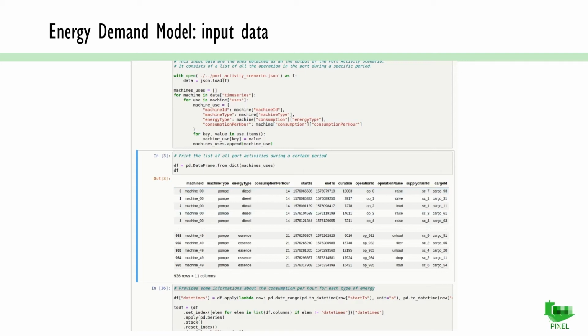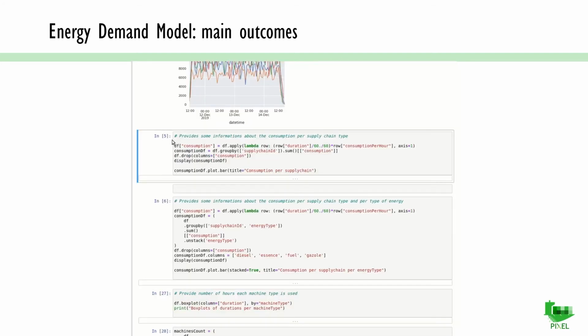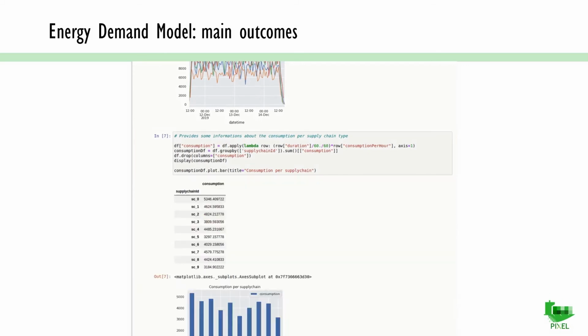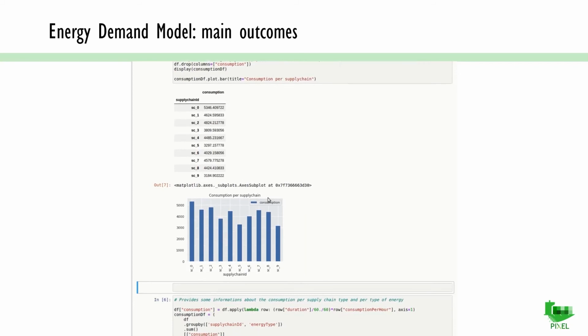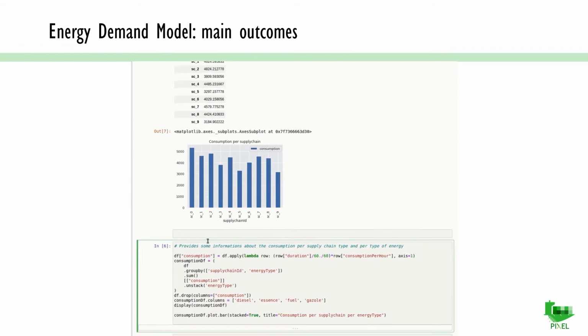One of the main input we can provide is the total yearly, monthly, or daily consumption per type of supply chain. This information will be useful to both terminal operator to have an estimation of how much energy has been used during the process, and port energy manager in order to be sure that the port energy network is properly designed. We can even go deeper in the analysis.